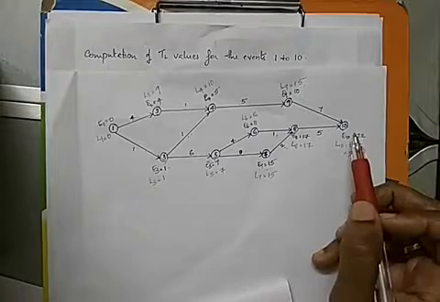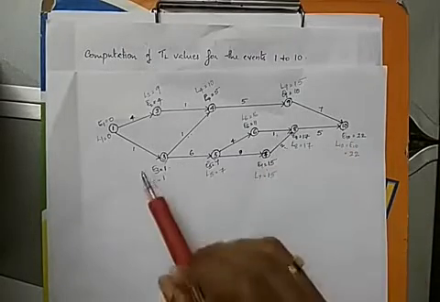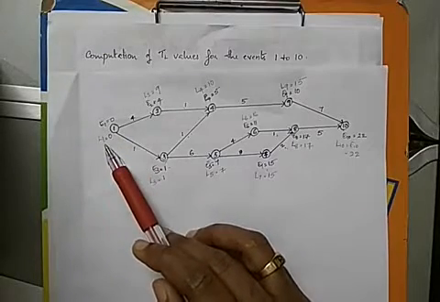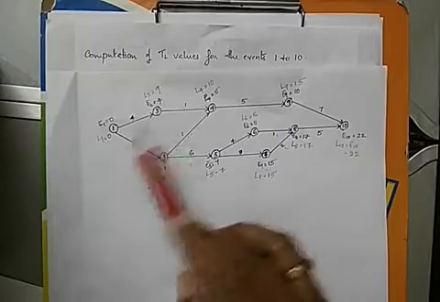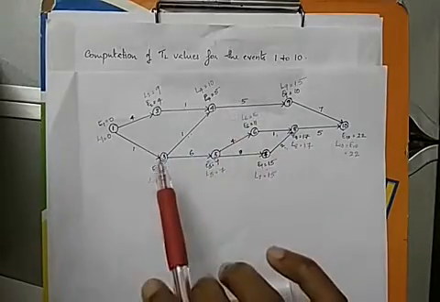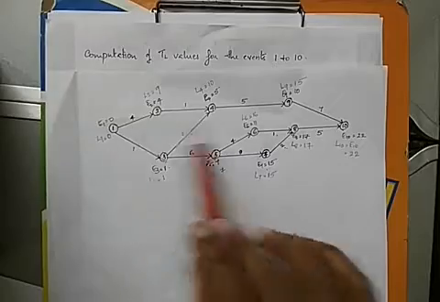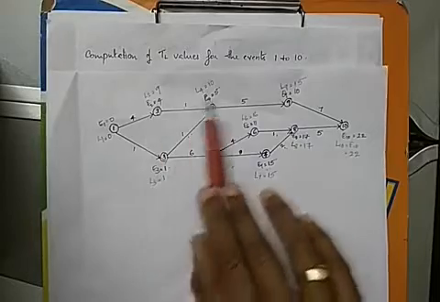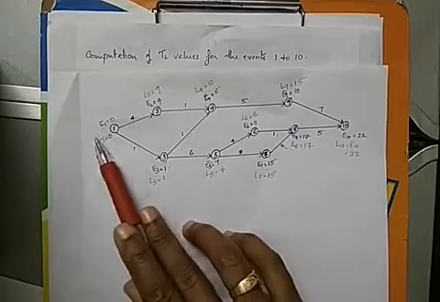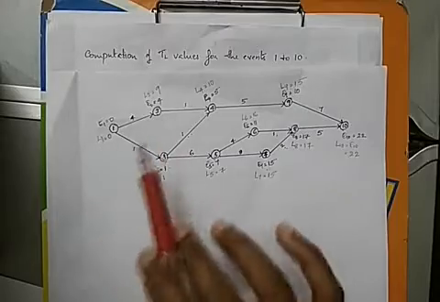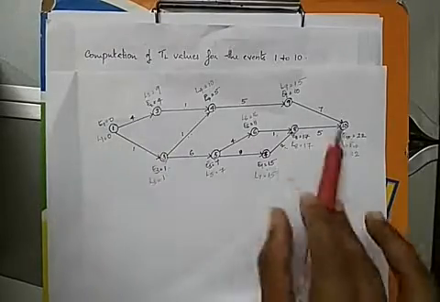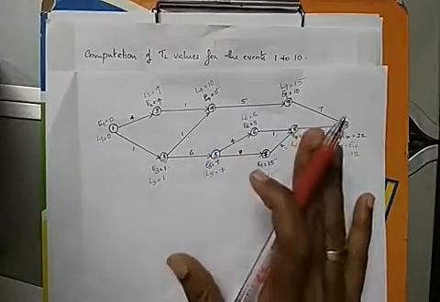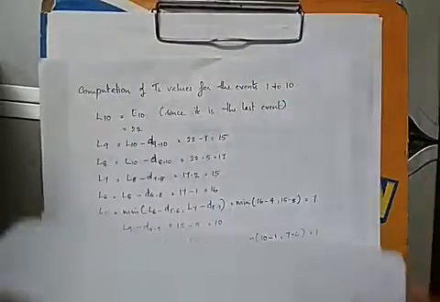When we find the L values using the backward pass and reach the first event, the values of E1 and L1 should be equal. If they are equal, then we can say that the values we have found are all correct. So by the backward pass, we have found the L values of each event, and we got L1 as 0. These are the earliest and latest timings for each event. The backward pass can be written in a step-by-step method like this.